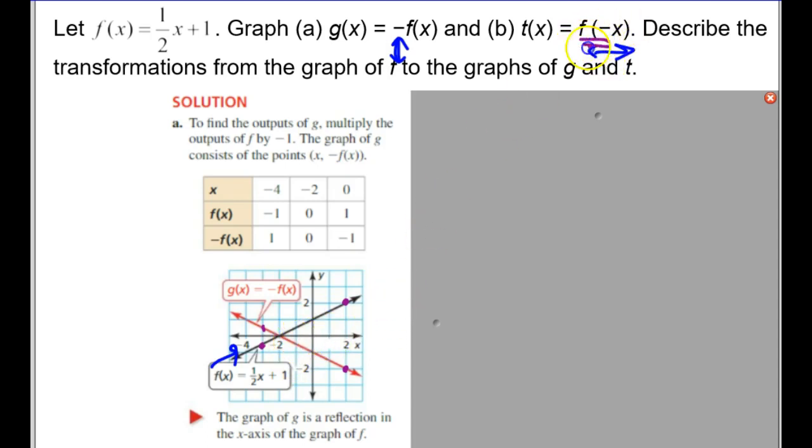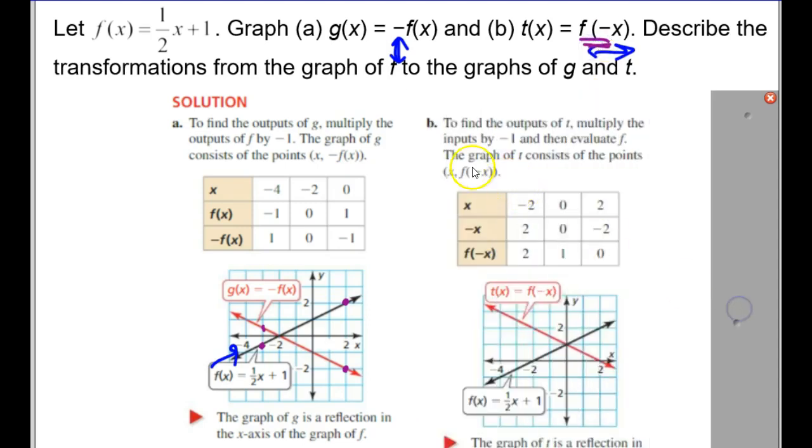So here I see I've got that negative x inside my parentheses. That tells me that anywhere there was an x, I have to plug in a negative x. Remember, whenever it's in parentheses, I switch it there. I put it into where the equation was. So again, I can see that I've reflected it this way.